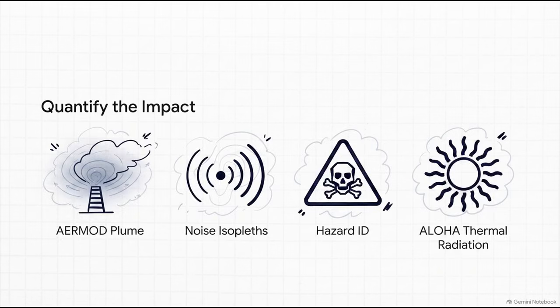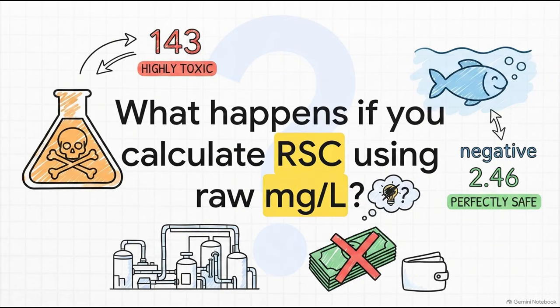No more guessing. Now check out this terrifying mathematical trap. A consultant calculates a residual sodium carbonate of 143, which would be highly toxic, instead of the accurate negative 2.46, which is perfectly safe. Why did this happen? Because they plugged raw milligrams per liter into the formula instead of converting to milliequivalents per liter first.